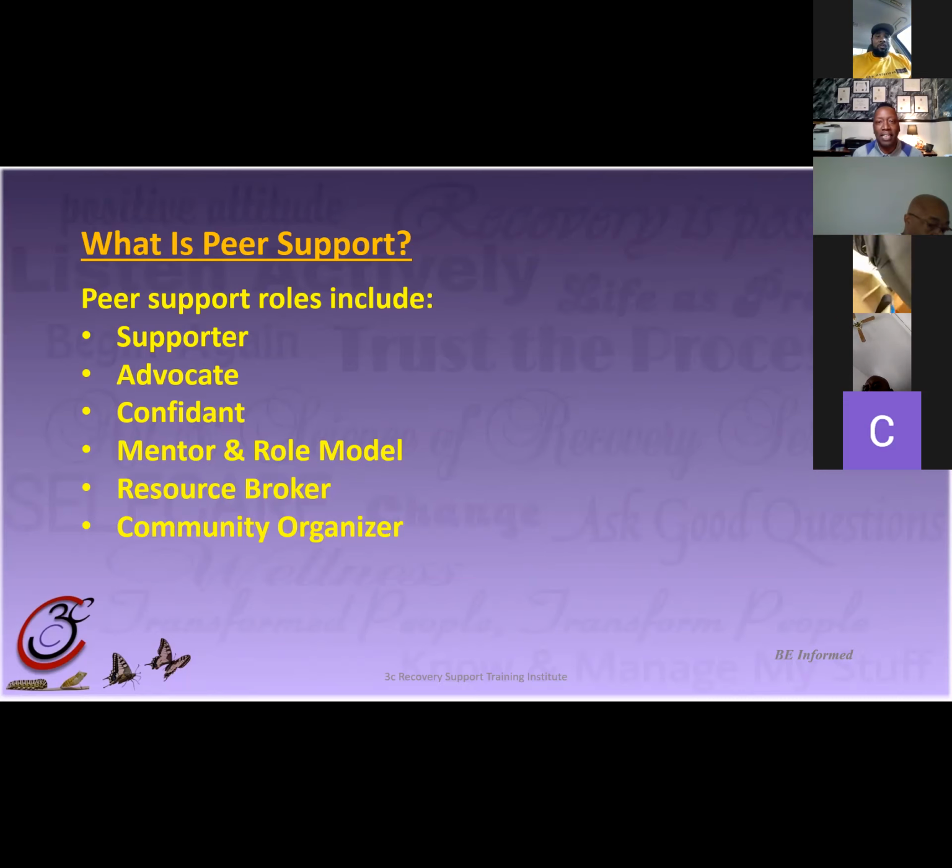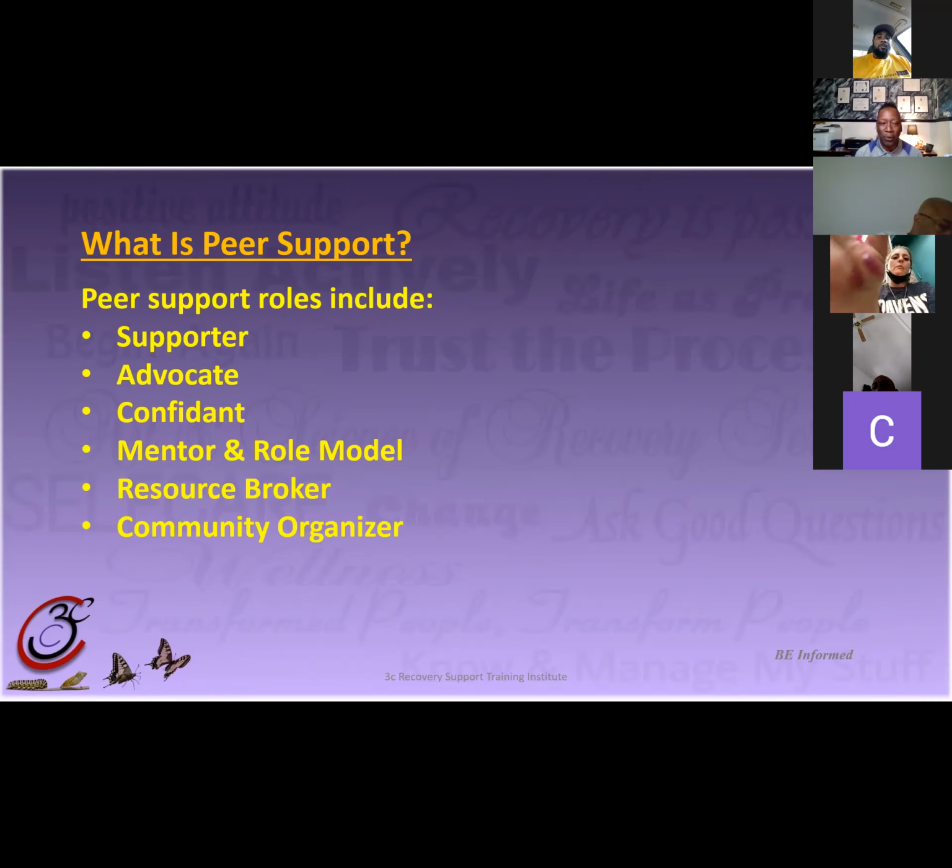It's important as individuals are coming on to do this work that they understand that wide range of roles that a peer will have, because often individuals might align a peer role with that of a 12-step sponsor. But it's very different, or it can be. In some ways they're the same, but in some ways they're very different than just being someone's sponsor.